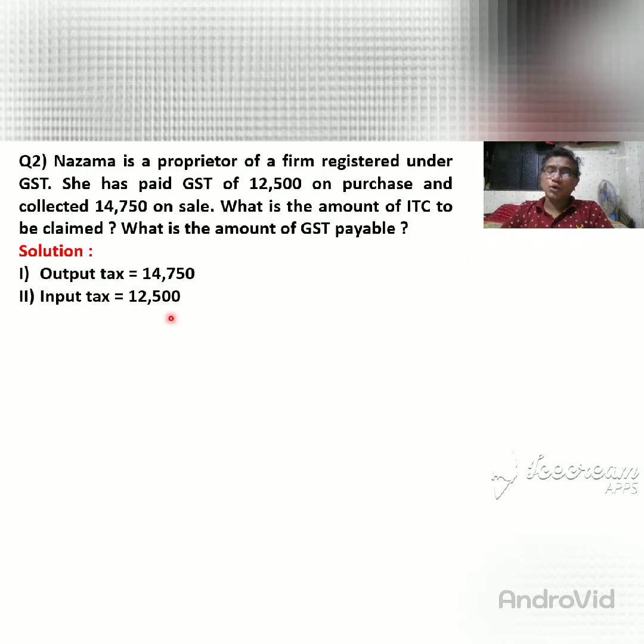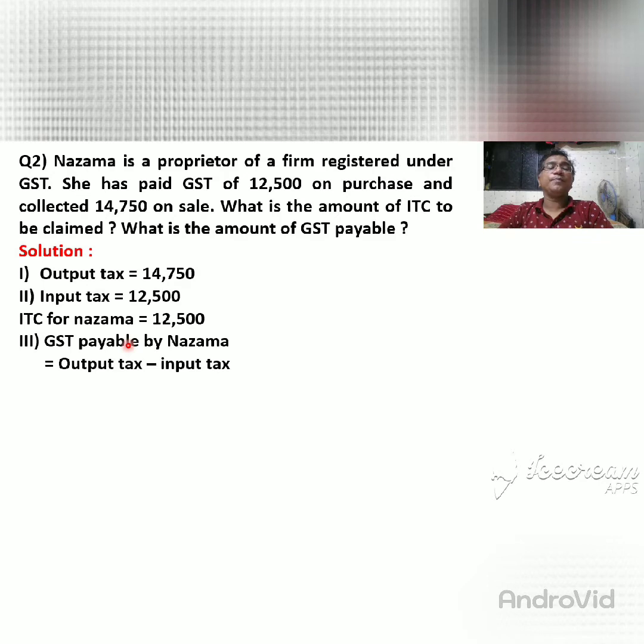So you want to find out GST. Nazma's input tax is 12,500. Nazma paid input tax 12,500. So you want to find out GST paid by Nazma. GST payable by Nazma is equal to output tax minus input tax. So what is the output tax? Output tax is 14,750, minus input tax.